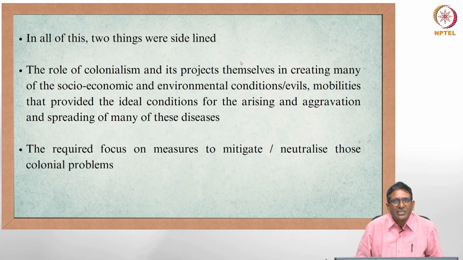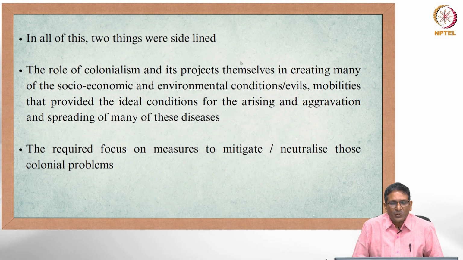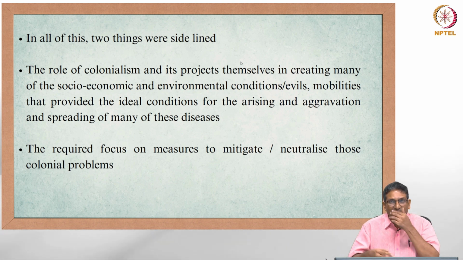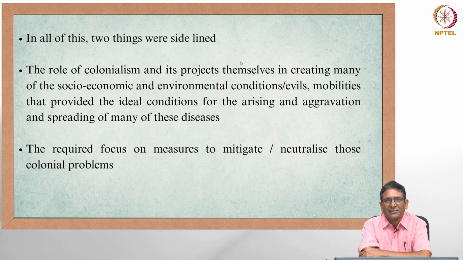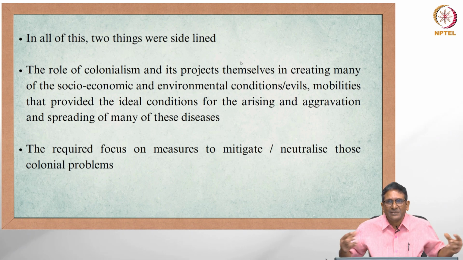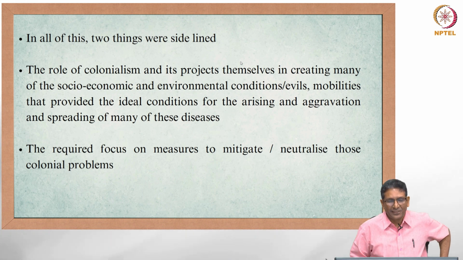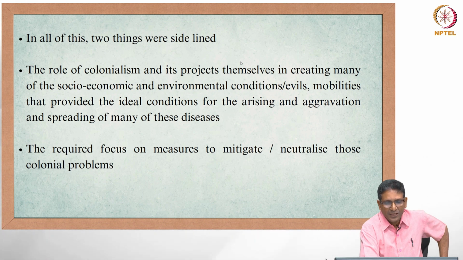So in all of these things, there were two things which were sidelined. We have been seeing how tropical medicine emerged and how it was not just about the literal meaning of tropic and how it was constructed. In all these discussions, there isn't much attention given to the role of colonialism itself and its various projects, like, as I said, the plantations or the various digging works related to railways or canal construction, or the technologies it created for faster movement, like again rail transportation or steamship and other things.